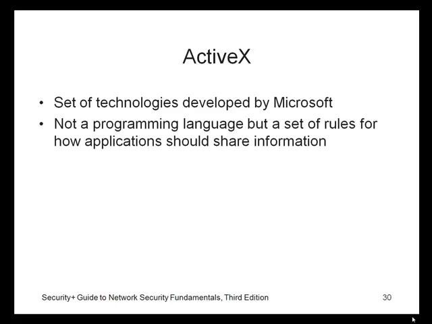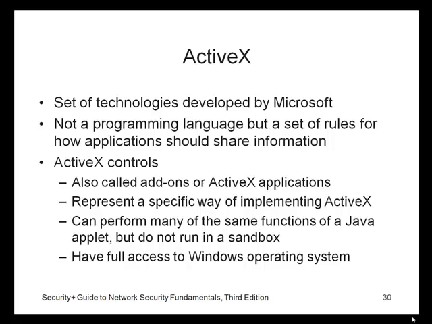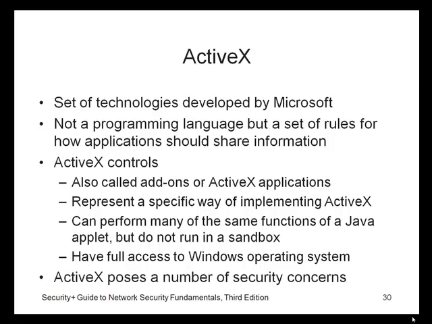ActiveX is not a programming language, but a set of rules on how applications share information, also called add-ons. A specific way of implementing ActiveX can perform many of the same functions as Java, but does not run in a sandbox. It has full access to the operating system. I think that's the thing to really take away about ActiveX. It's really cool, it allows a lot of stuff to happen. It is a set of controls, but it does not run in a sandbox. It only has to be installed once on the machine, and it gets full access to the operating system. So whatever user you're using to run these things, that's the authority that you get in Windows.